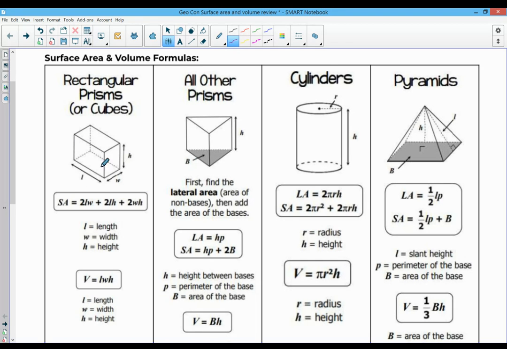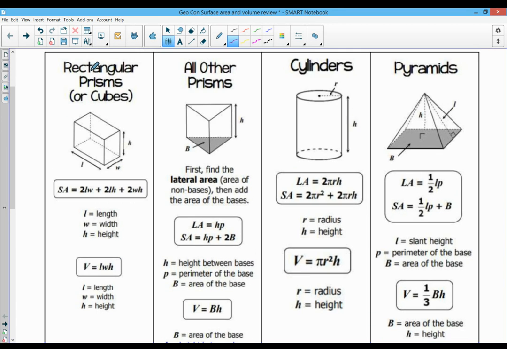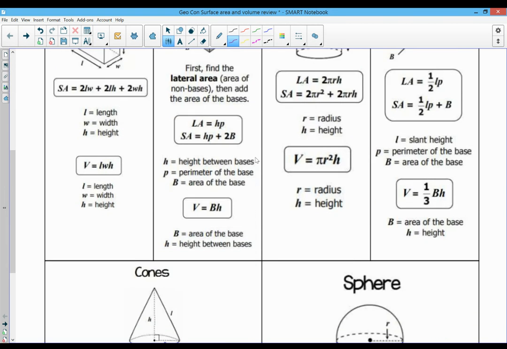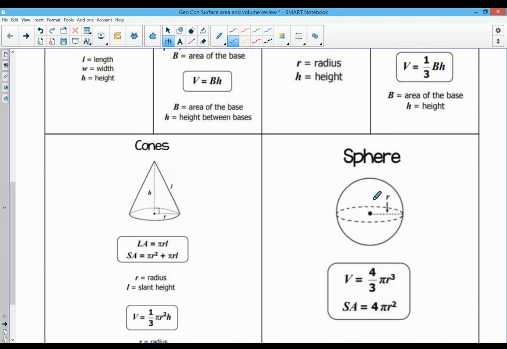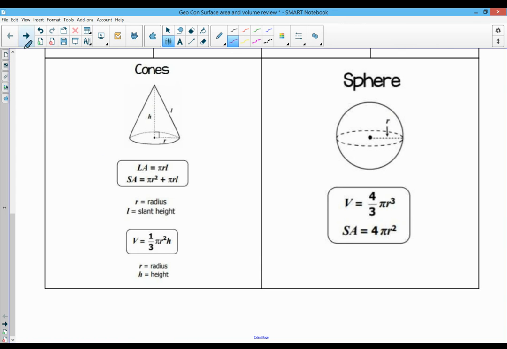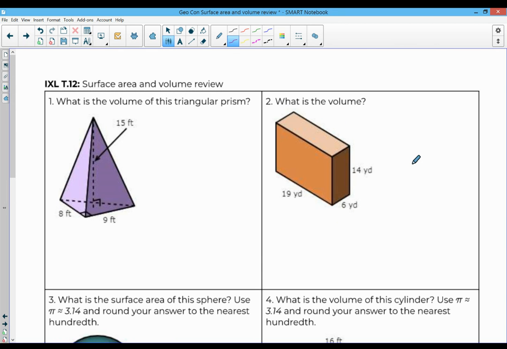Surface area would be like gift wrap. Volume would be if it was like an aquarium and you had to put water in it. So we're going to be talking about rectangular prisms and cubes, other prisms like triangular, cylinders, pyramids, cones, and spheres. Okay. So let's get right into it.